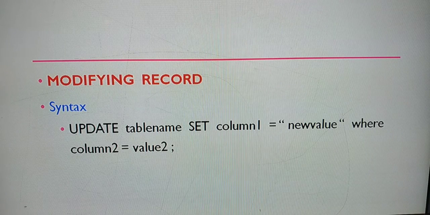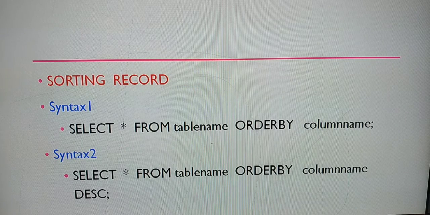Update table name set column 1 equal to the new value you are going to give, where here you have the condition. Based upon this condition only, the new value will be set for you. Column 2 is equal to value 2. Based upon what is given in the where part, the new value will be set to column 1. So that is how you can update, that is modify, your record in the given table.